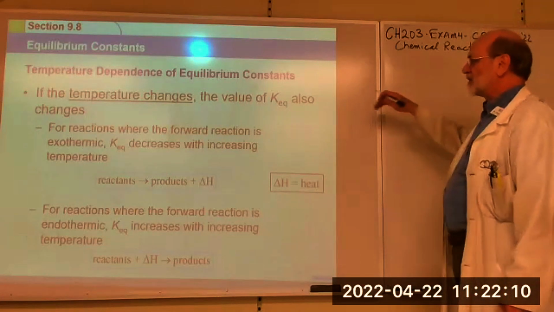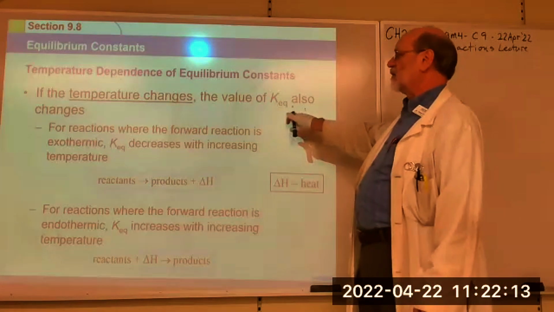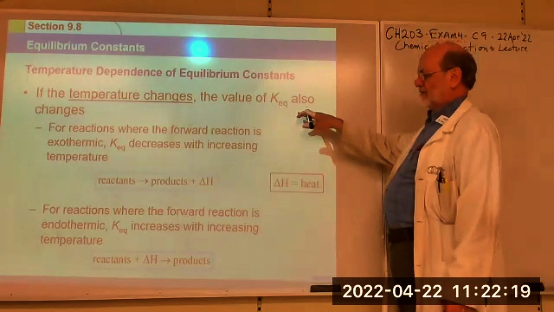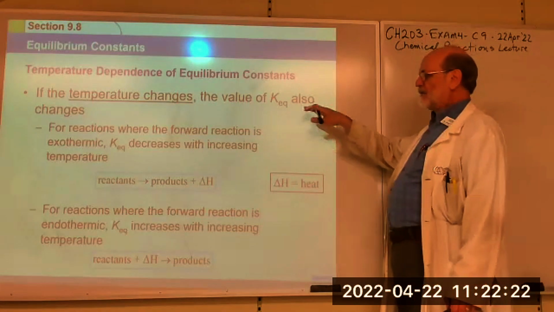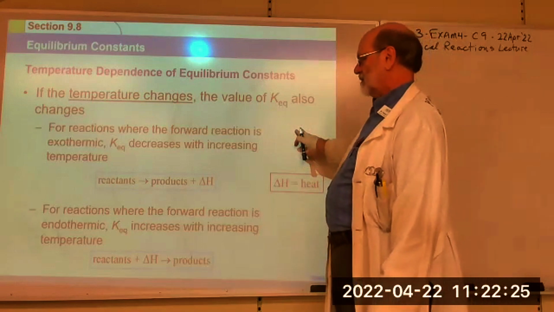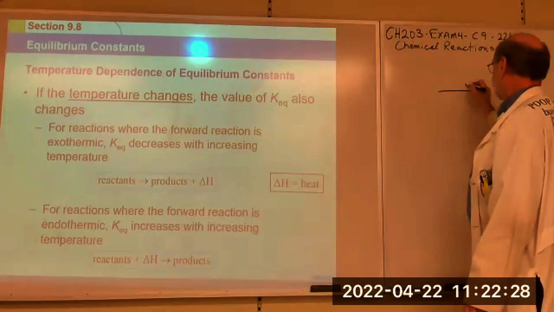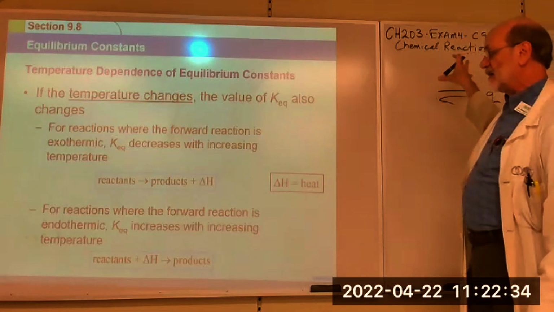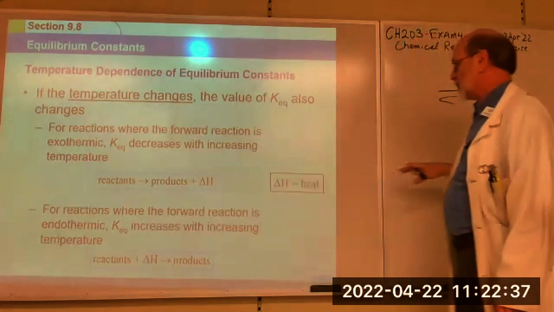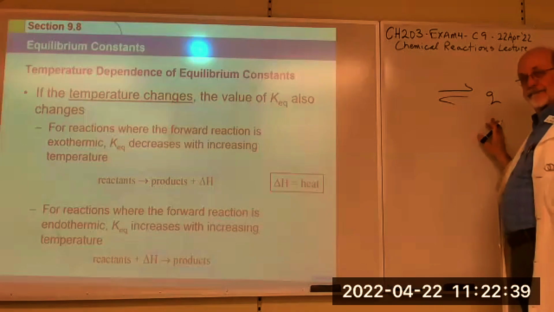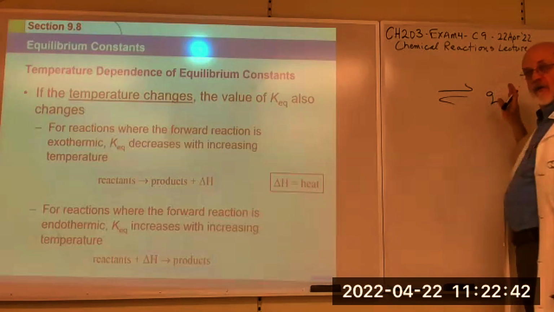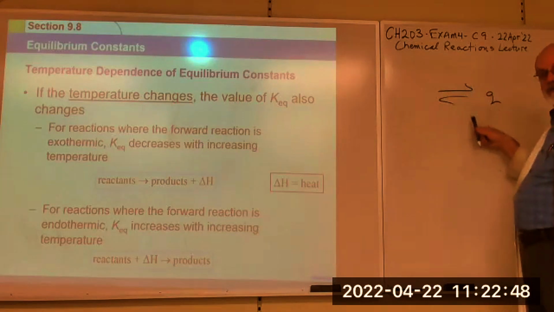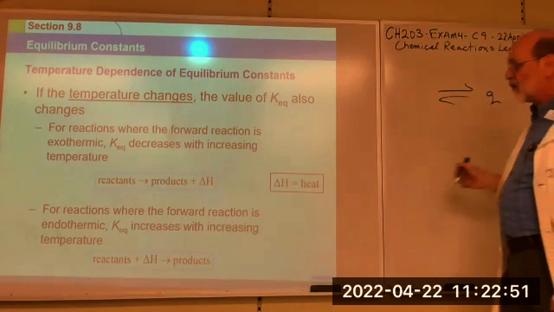Okay. When the temperature changes, the value of K will change. So if it goes up, well, if the forward reaction is exothermic, in other words, that puts Q on this side. If Q is over on this side, exothermic, then the equilibrium constant decreases as the temperature increases. Because if you add more of this, what happens to the reaction? It goes back that way. That decreases the concentrations of the products and decreases the value of K.